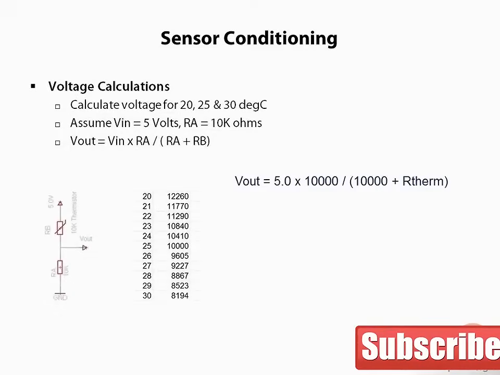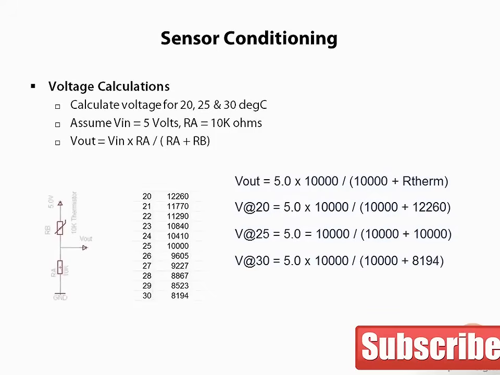Substituting, Vout equals 5 volts times 10,000 ohms divided by 10,000 ohms plus our thermistor. So for V at 20, it's 5 times 10,000 divided by 10,000 plus 12,260, and so on for V25 and also for V30. Solving, we get V at 20 degrees C equals 2.246 volts, V at 25 degrees C equals 2.5 volts, and V at 30 degrees C equals 2.748 volts.